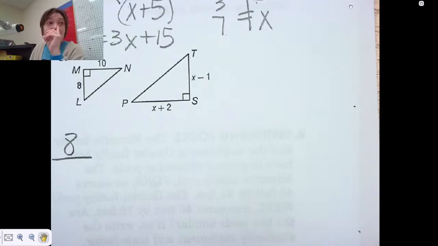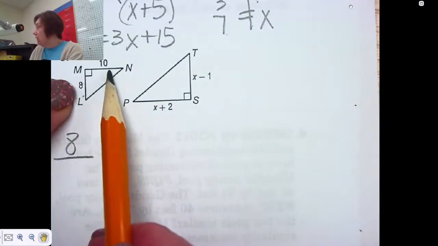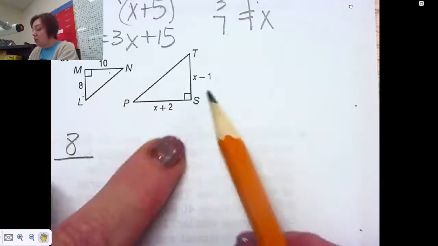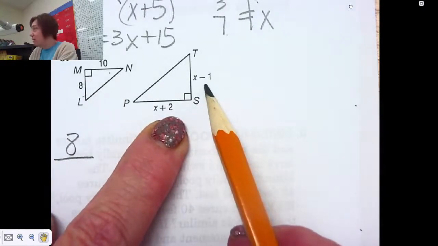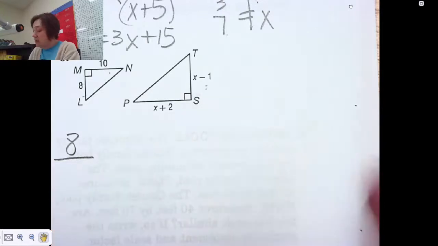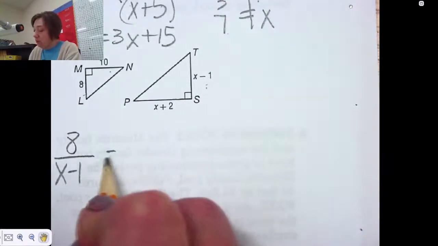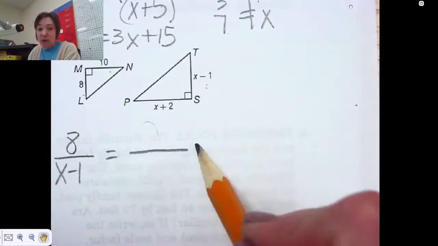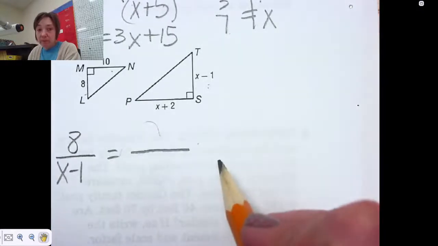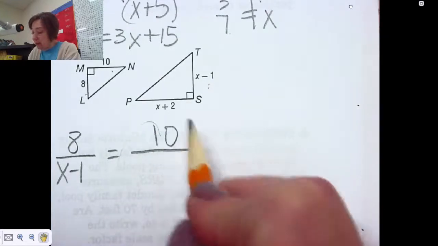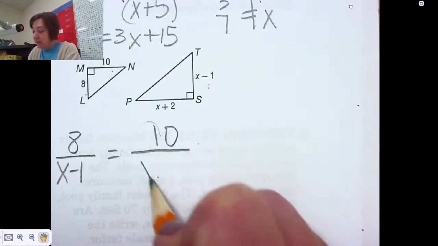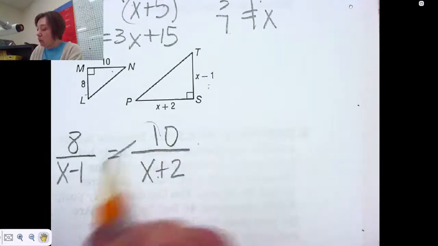Yes. So let's think about it. 8 is shorter than 10. What's going to be shorter? X minus 1 or X plus 2? X minus 1 is going to be the shorter side, right? So X minus 1 is going to go on the bottom. And then over here, what goes on top? 10. 10. What goes on bottom? X plus 2. So now we're going to cross multiply.